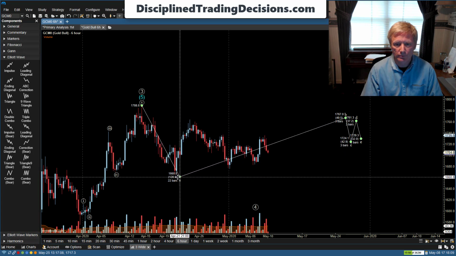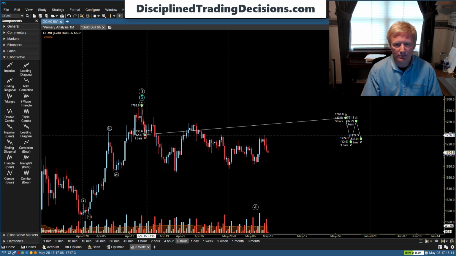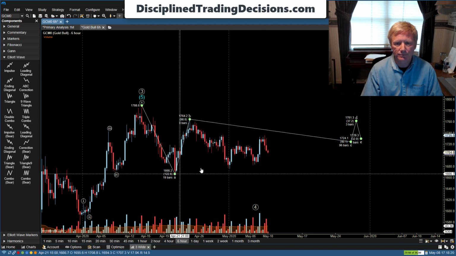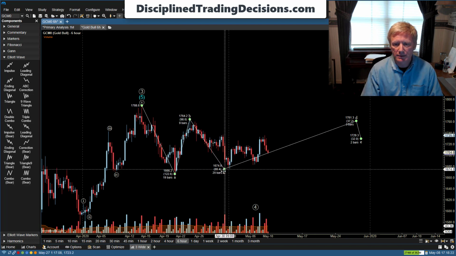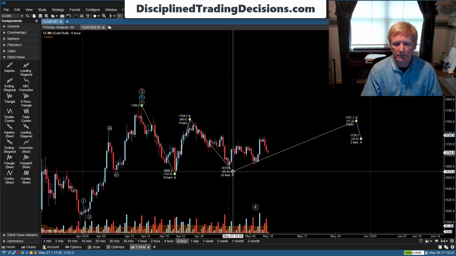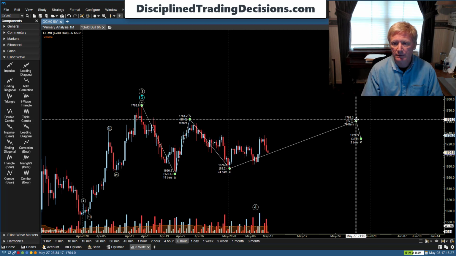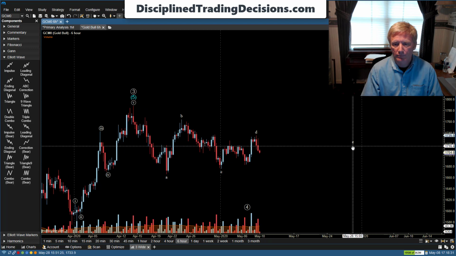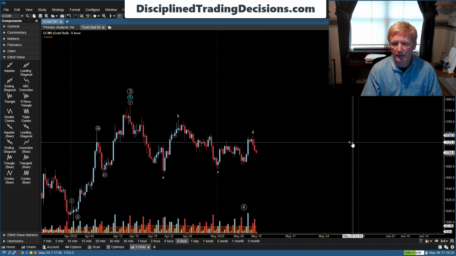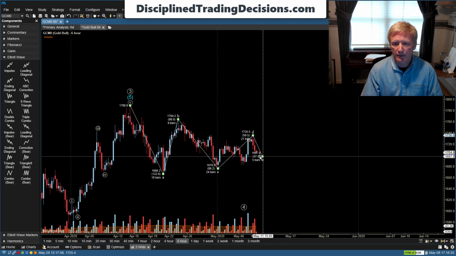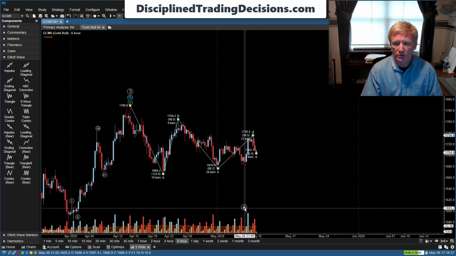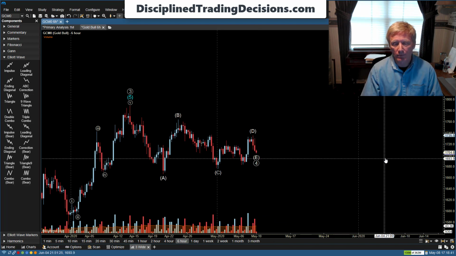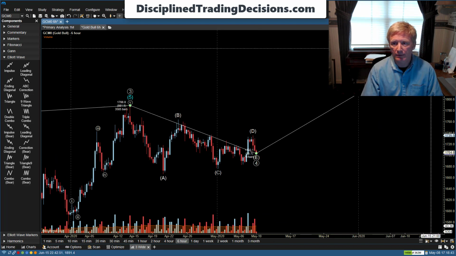Here's your, it looks like 5 waves though. A, B, C, D, and this could have completed E right here. We'll see for a wave 4, and then going up from there to wave 5.